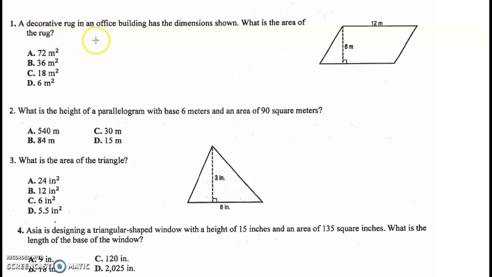A decorative rug in an office building has a dimension shown. What is the area of the rug? So we have our rug, right? It's kind of a weird shape. Looks like a parallelogram, almost like a rectangle. And we all know that the area of a parallelogram is A equals base times height. So this should be pretty straightforward. We can put A equals 6 times 12, right? And that's going to be our answer.